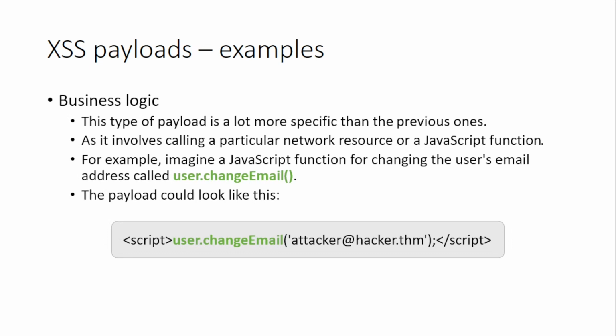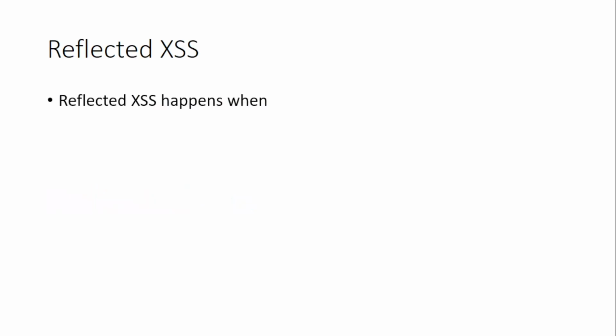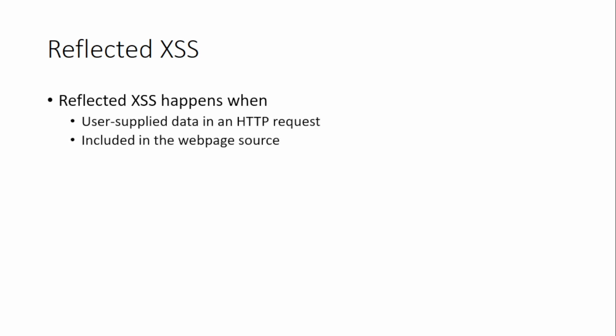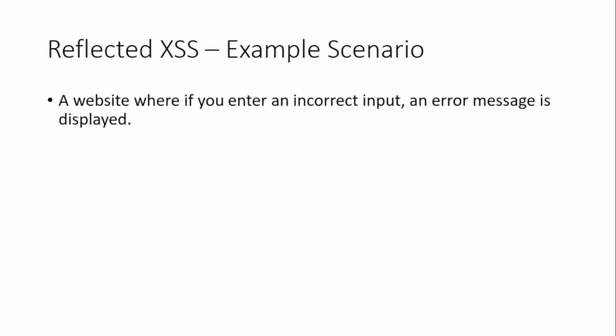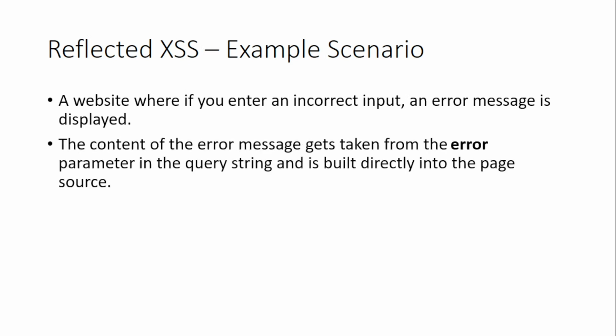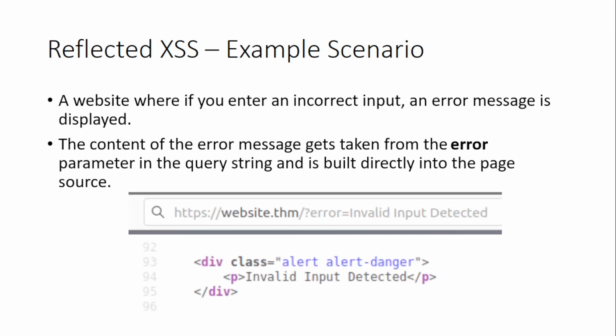Now we'll see different types of XSS vulnerabilities. The first one are reflected XSS. What are reflected XSS? They happen when user-supplied data in an HTTP request is included in the web page source without any validation. For example, here we have a website where if you enter an incorrect input, an error message is displayed. So the content of the error message gets taken from the error parameter in the query string and is built directly into the page, like this.